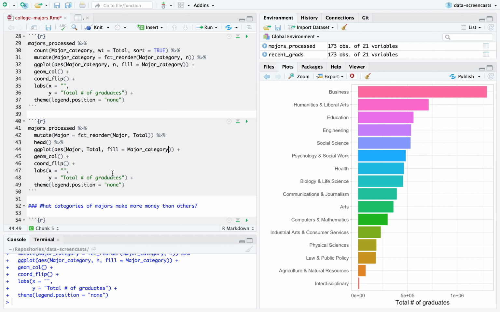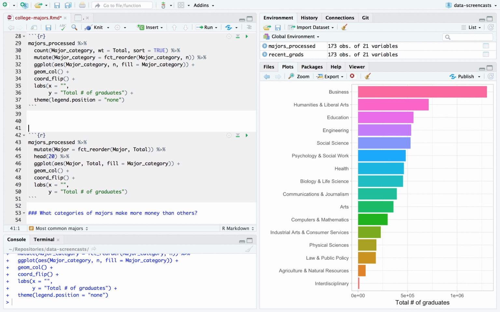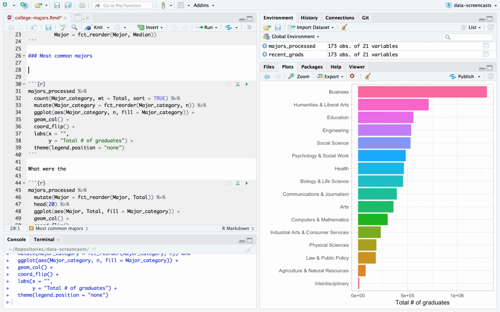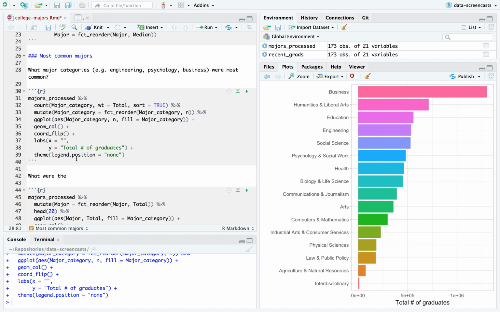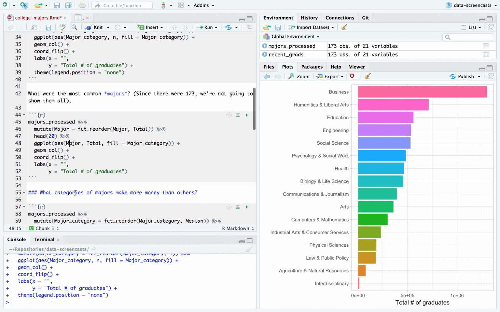Here I do want major category in the fill aesthetic, and say top. Up here I would write text like: what major categories, e.g. engineering, psychology, business, were the most common majors. See, I'm already starting to think about what could be drafted here. And then I'd say, since there were 73, we're not going to show them all. That's the kind of thing I might say here.